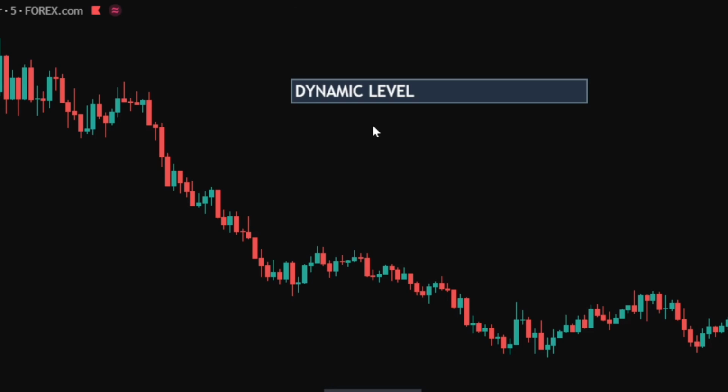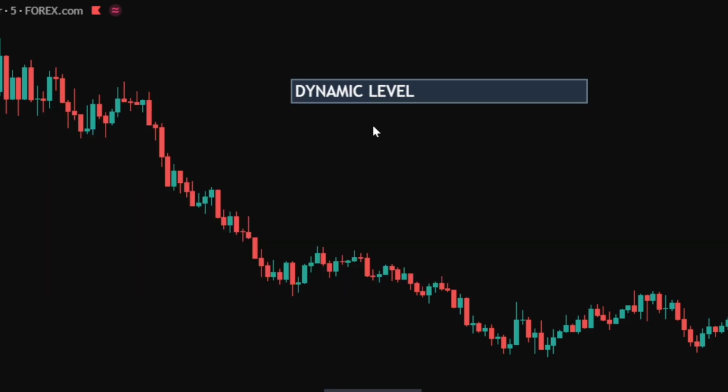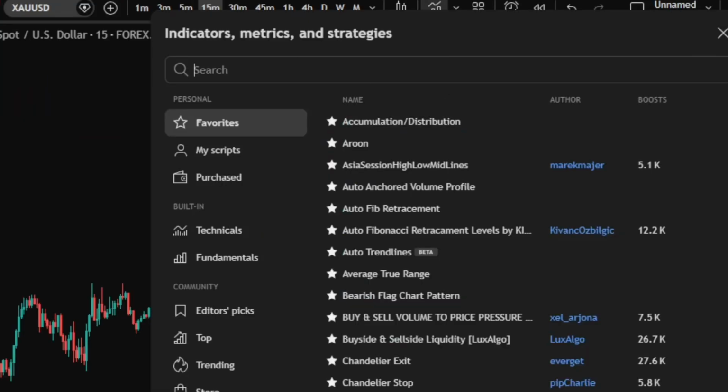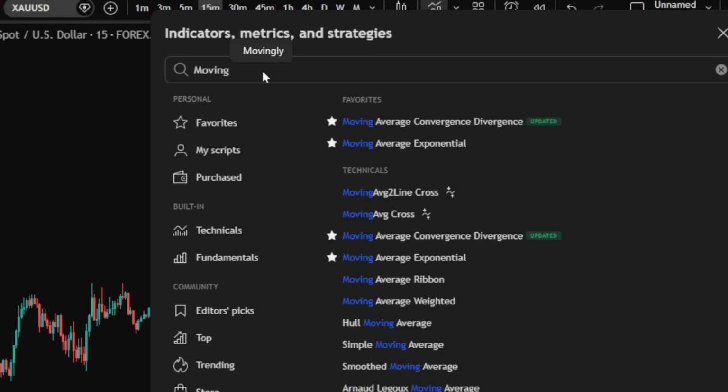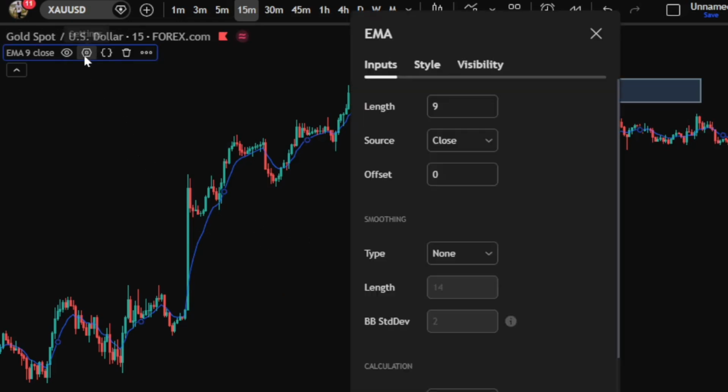Let us now look at the third one, which is dynamic levels. What are dynamic levels? These are the use of indicators such as moving average to find support and resistance. So I'm going to only look at moving average to find support and resistance. When you come to indicators up here, look for moving average. Let us use the second one. Look for moving average exponential, EMA. You can come to a chart. Let's set it a little thicker.